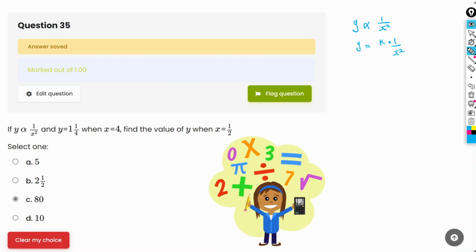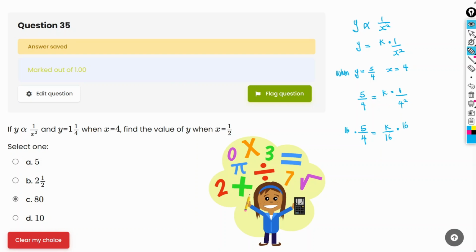Next, we have that when y is equal to 5 over 4, x is equal to 4. So we can just throw this in. That's going to be 5 over 4 for y is equal to k times 1 over 4 squared. So that means 5 over 4 is equal to k over 16. We can cross multiply, or just multiply both sides by 16.